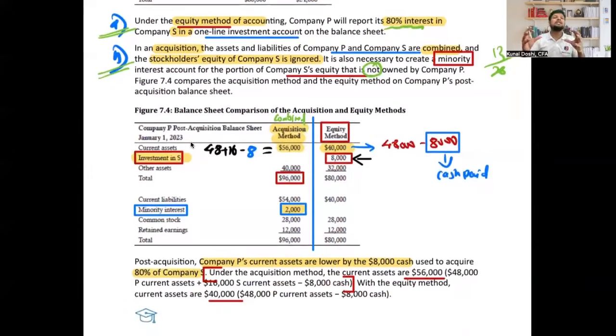So 40 plus 14 is 54 is what we added. We do the same for current asset and all other asset. Just remember that in current asset, even though we are going to consolidate, we need to subtract for the cash paid. Okay, so therefore there is minus it. So consolidate or acquisition method is where we add everything. Therefore, the assets and liabilities values are higher in acquisition method compared to equity method.